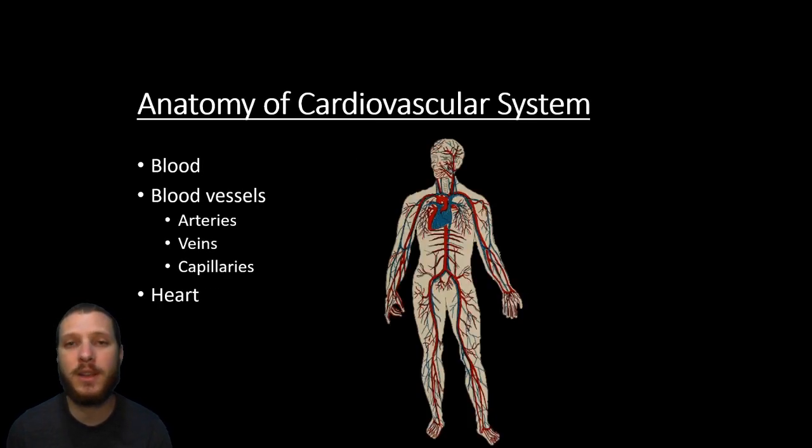As far as the anatomy of the cardiovascular system, we're talking about the blood, so the cells that compose it, and the vessels which carry them around the body. Those are going to include arteries, veins, and capillaries. And we're going to need a pump to circulate it all through the body, and that's the job of the heart.